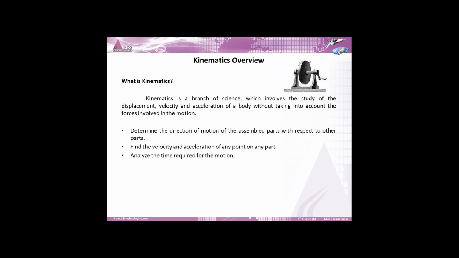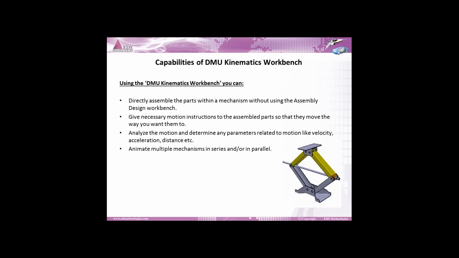But when it comes to CATIA DMU kinematics, instead of bringing parts and assembling them in a separate module like Assembly, we are capable of doing the assembly inside our DMU workbench. Also, we'll be able to instruct the assembled parts on the way they have to move or the way they have to fit in an assembly. By giving an instruction, you will be able to generate the motions for the assemblies. From there, you will be able to animate.